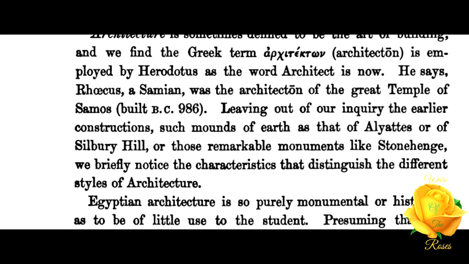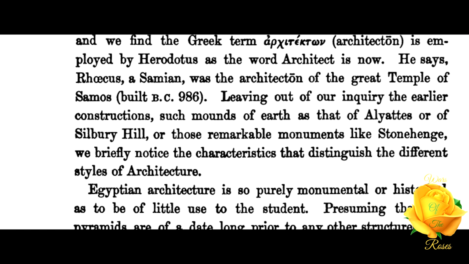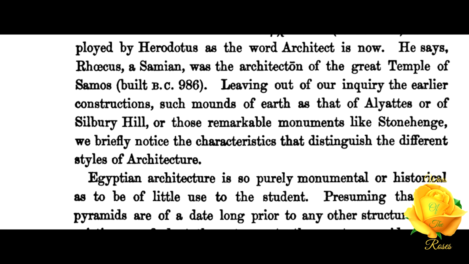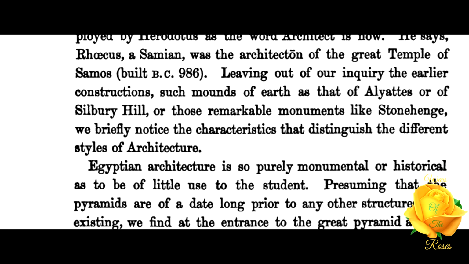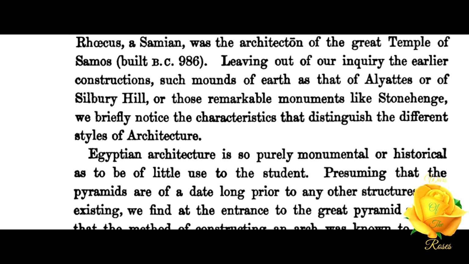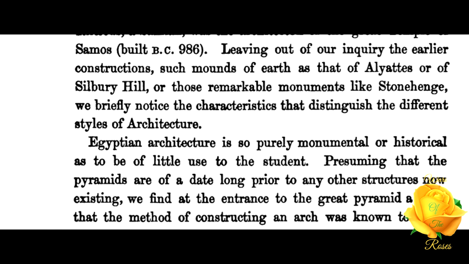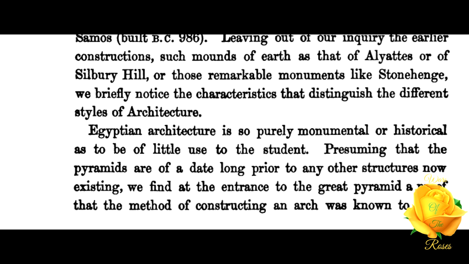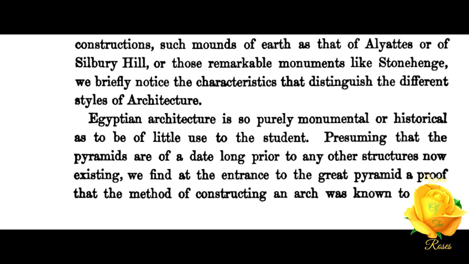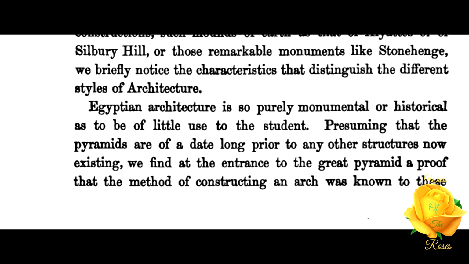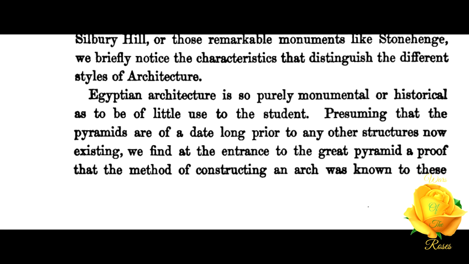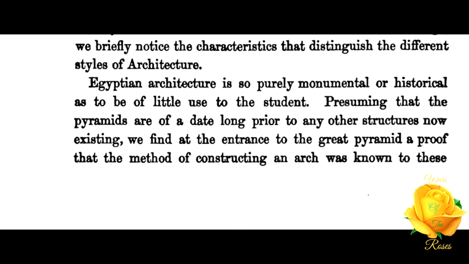Leaving out of our inquiry the earlier constructions, such mounds of earth as that of Aliates or of Silbury Hill, or those remarkable monuments like Stonehenge, we briefly notice the characteristics that distinguish the different styles of architecture. Egyptian architecture is so purely monumental or historical as to be of little use to the student.